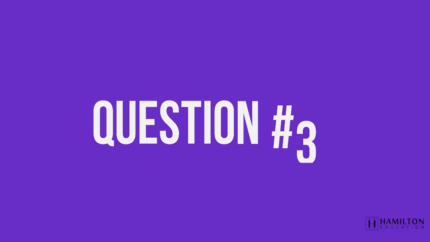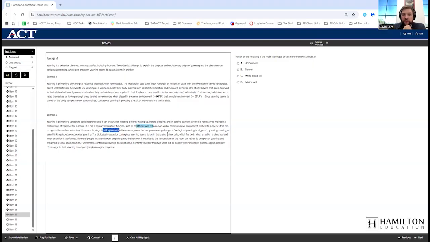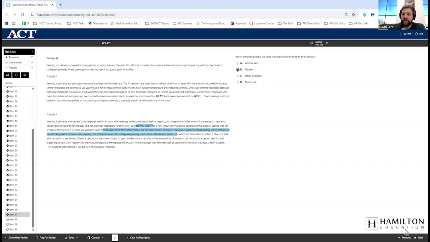Which of the following is the most likely cell type mentioned by scientist 2? Well, it was not in the beginning. So we have breathing here. Dogs tend to yawn. Oh, brain mirror cells. So the brain is made up of not adipose, white blood, or muscle cells. It's made up of neurons. So that's an outside knowledge question.